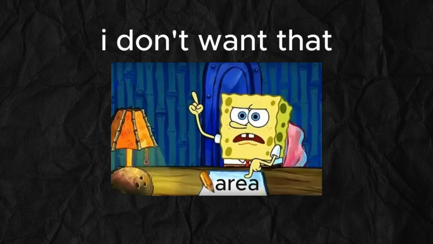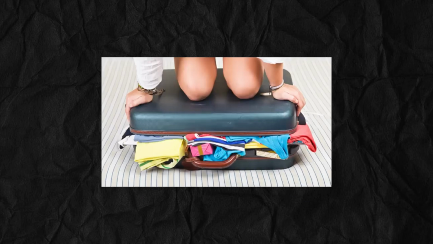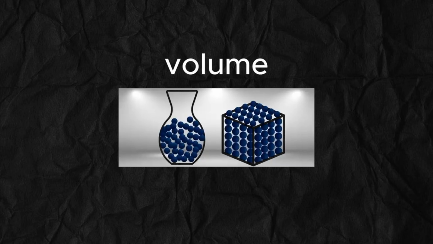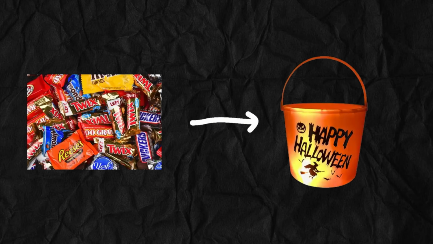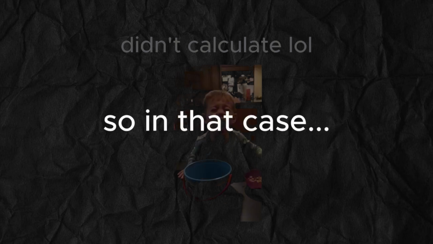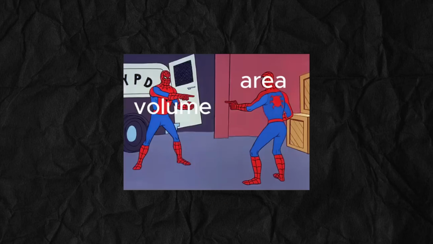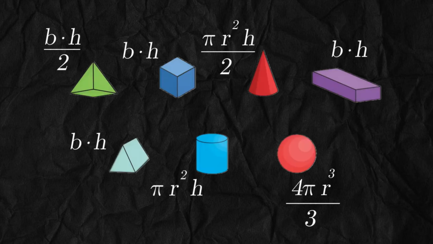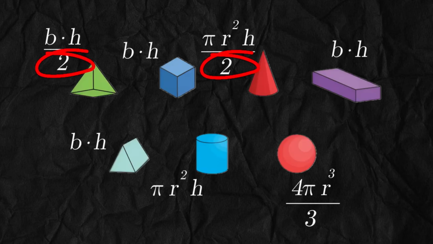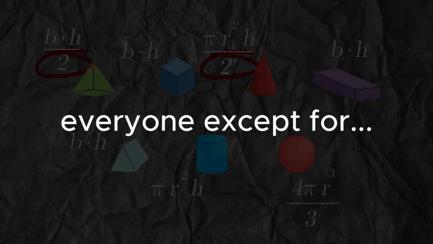Now, if we instead wanted to know how much we could stuff inside of an object, we would need something called volume. Calculating how much candy you could fit inside of your cylindrical shaped bucket on Halloween could be pretty useful. So in that case, you would use this formula. Similar to area, every shape pretty much uses the same base formula b, which is the surface area of the base times the height, with a few adjustments for each shape. Everyone except for, you guessed it right, the sphere again, which now times pi by the radius squared.